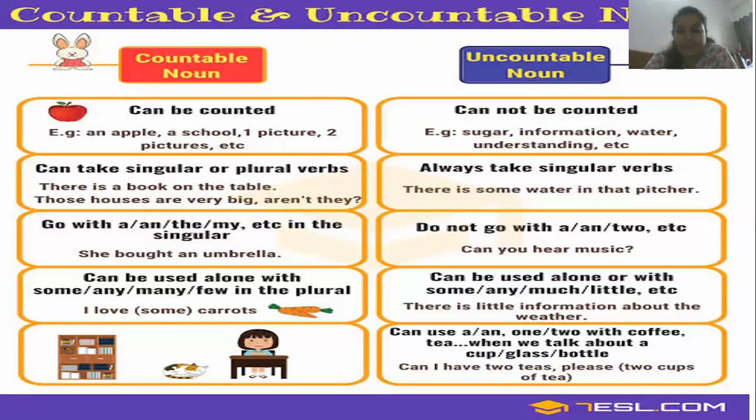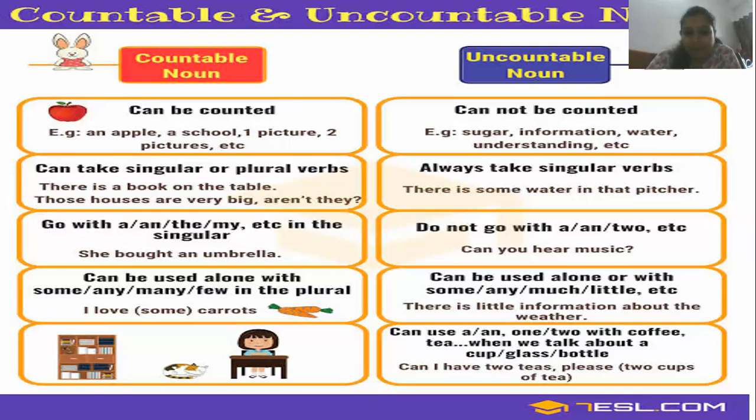For example, there is some water in the pitcher. Pitcher में पानी है थोड़ा सा. So it is referred to with the verb is. हम ऐसा नहीं बोल सकते, there are some water in that pitcher, क्योंकि हमें water की quantity या फिर water कितना in number है वो नहीं पता है. Further, it does not go with a, an, and so on.